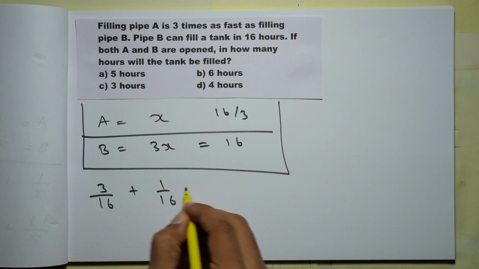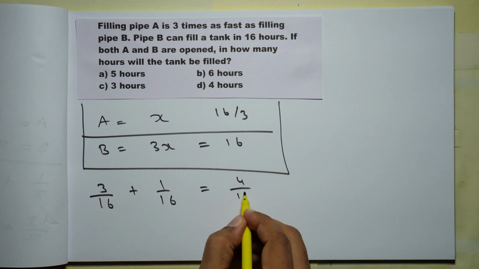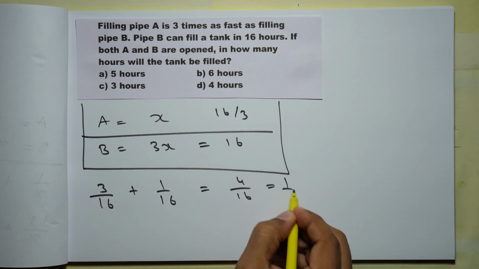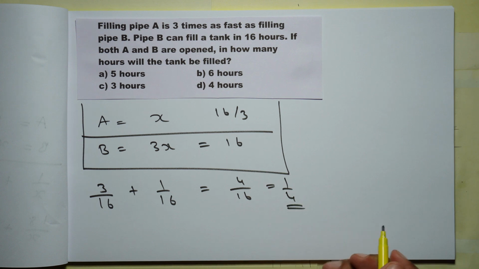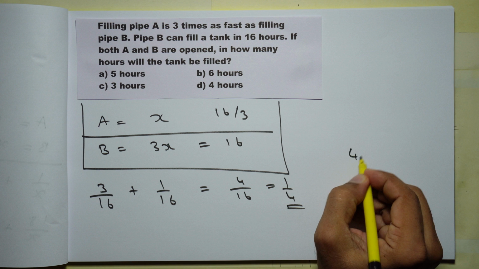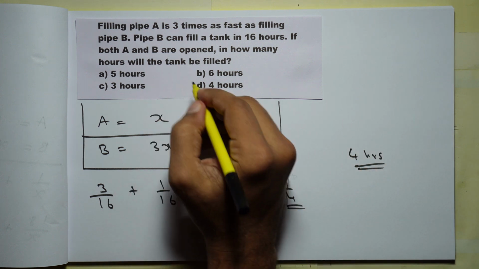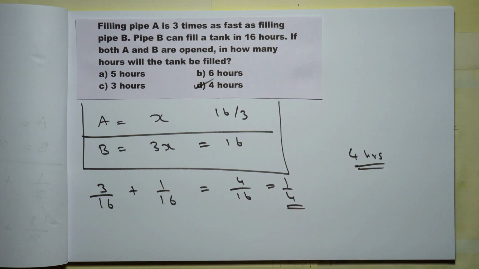So if both A and B are working, they will fill 3 plus 1, 4/16 of the tank. That is same as 1/4 of the tank. So every hour 1/4 of the tank is filled. How many hours are required? Just find out the reciprocal. 4 hours are necessary. Hence option D, 4 hours.